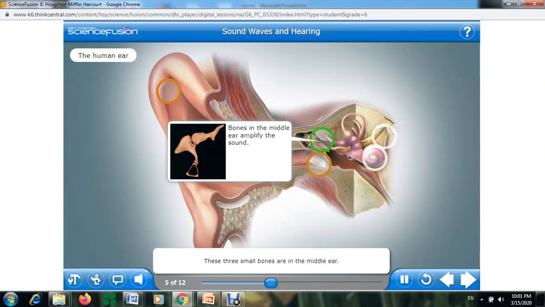These three small bones are in the middle ear. They're called the hammer, the anvil, and the stirrup. They can also be called the malleus, the incus, and the stapes. These bones vibrate in response to the movement of the eardrum. They pass the vibrations along to the inner ear and amplify them.